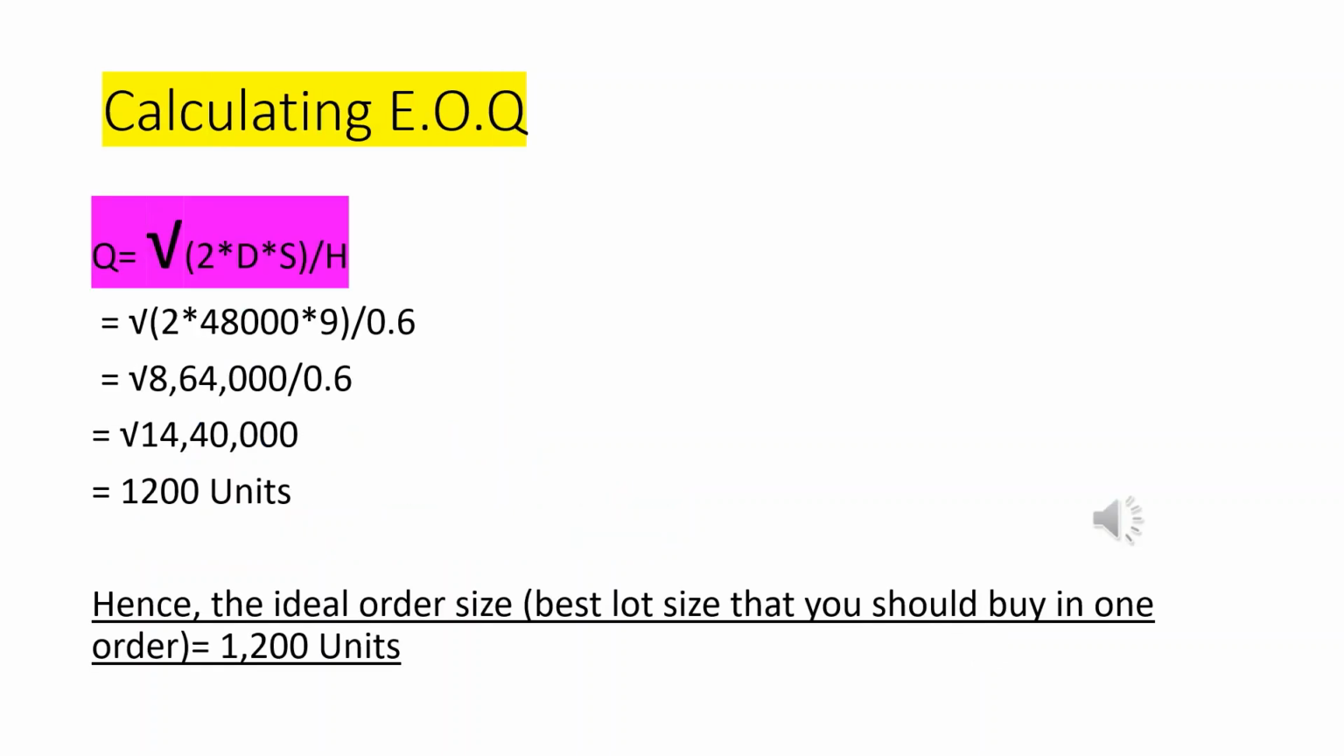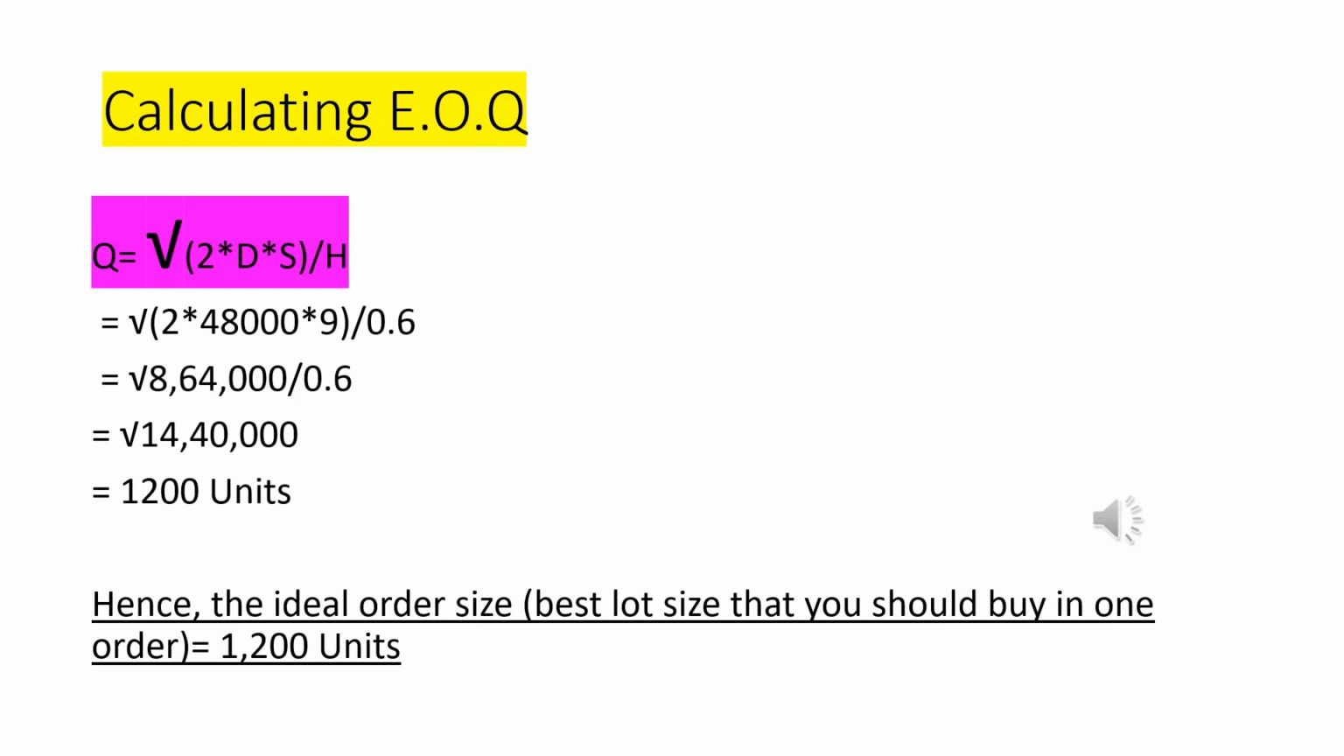Now let's apply the figures that we have been given to the formula that we just discussed. So we have Q is equal to under root 2 into 48,000 into 9 divided by 0.6. Computing 2 into 48,000 into 9, we get 8,64,000 divided by 0.6. Solving it further, we have under root 14,40,000. And when we calculate the square root of 14,40,000, we get 1,200 units.